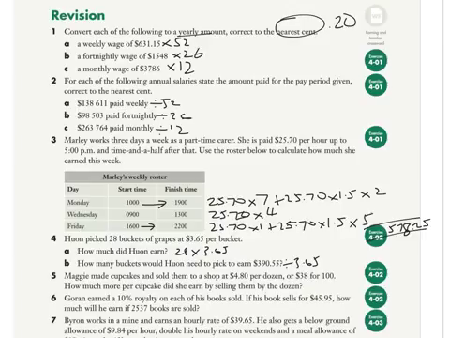Alright, Maggie made cupcakes and sold them to a shop for $80 per dozen or $38 for 100. How much more per cupcake did she earn by selling them by the dozen? Okay, by the dozen, divide by 12, and you get 0.40 or 40 cents. $38 divide by 100, and you get 0.38. So there is 2 cents difference.